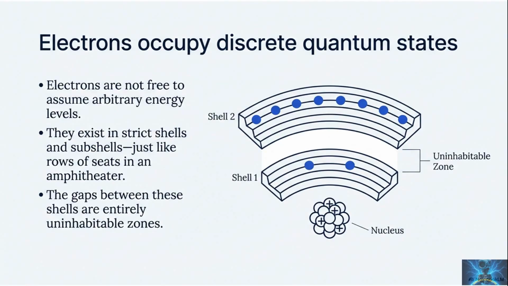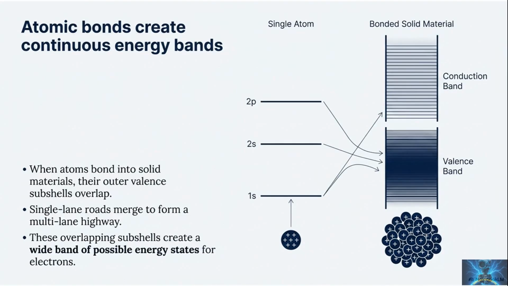So our first big takeaway is this. Electrons move in allowed levels, separated by forbidden gaps. Atomic bonds create continuous energy bands. When atoms bond into a solid, their outer valence subshells overlap. A single-lane road becomes a multi-lane highway as many atoms pack together. That overlap creates a wide band of allowed energy states instead of a few isolated ones.